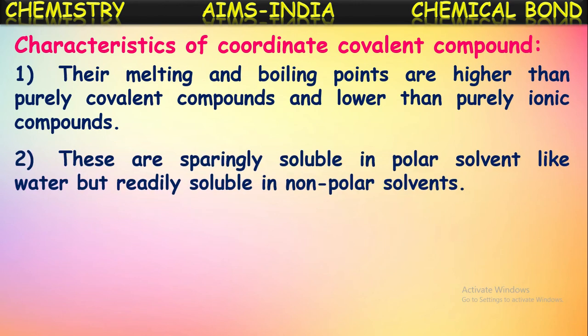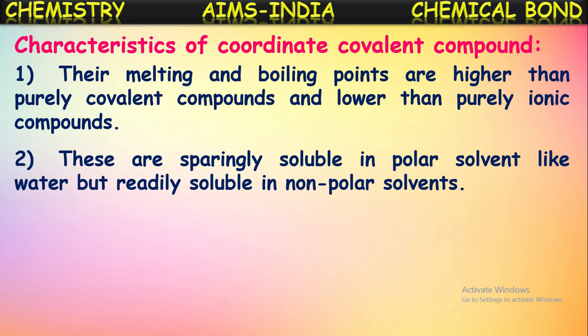These are sparingly soluble in polar solvents like water. What is meant here by polar solvent? We know water is a polar solvent. That means water is a polar compound. We have seen in earlier sessions what is meant by a polar covalent bond. The covalent bond which is formed between two different atoms, or atoms with two different electronegativities, is called a polar covalent bond and that molecule is called a polar compound. And if it is a solvent, it is called a polar solvent. We know water is a polar compound and it acts as a solvent, hence it is called a polar solvent.